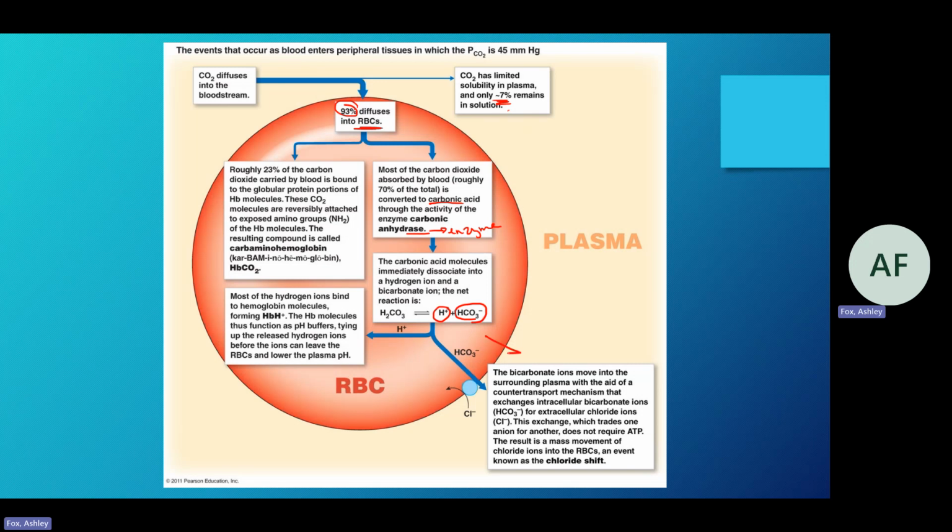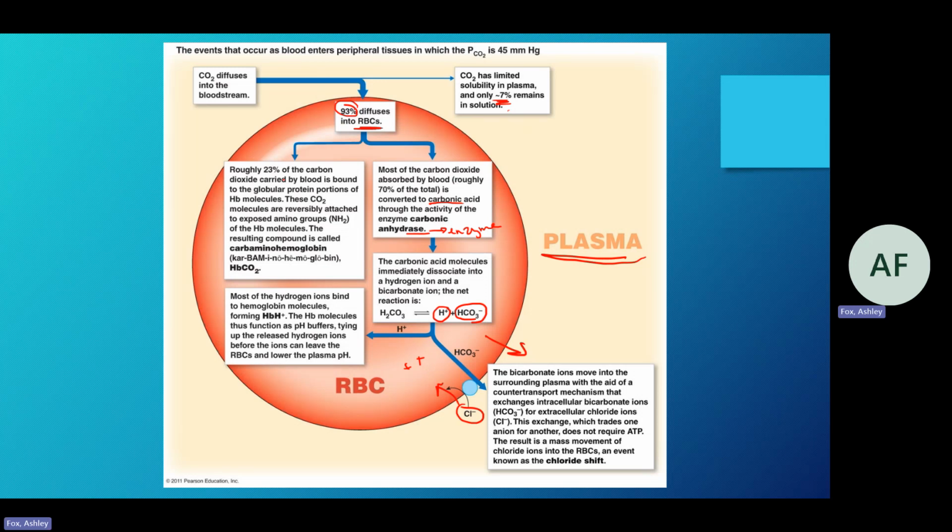Bicarbonate then leaves the red blood cells and dissolves into the plasma, and chloride comes in because you want to make sure that you don't make red blood cells positively charged because they're losing negative. So you bring in the negative, and that's the chloride ions, and you have what we call the chloride shift because chloride is coming in. But obviously, the opposite way, chloride is going to leave, and bicarbonate ions are going to come back in. So we have the opposite happen.